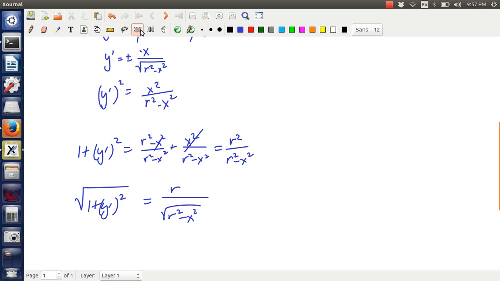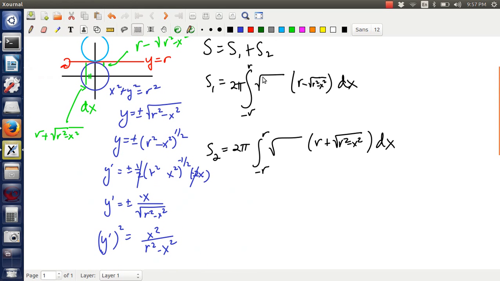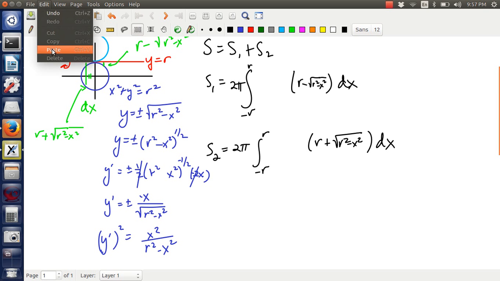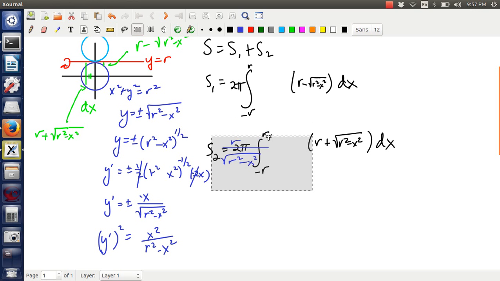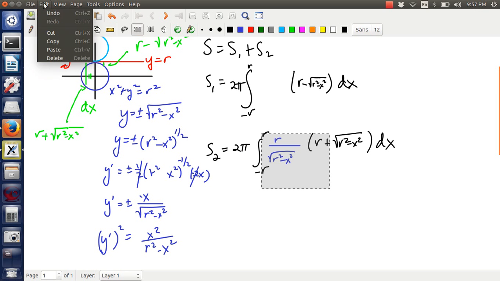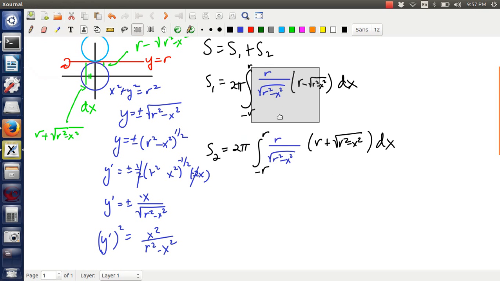Okay, so we have this little piece, and we would like to put it in here and here. Maybe squeeze it in here and put another copy of it over here. Great. So we see these two integrals look very much alike.